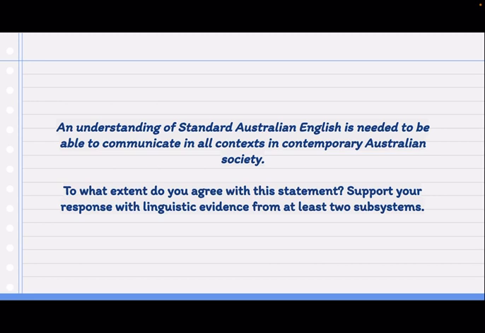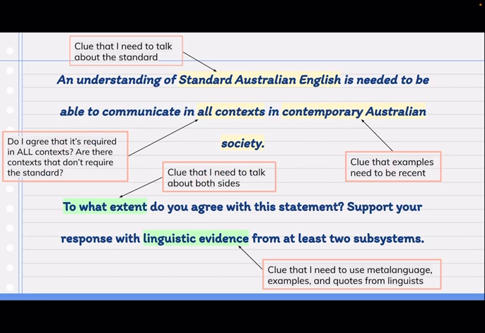So here we have it again. An understanding of standard Australian English is needed to be able to communicate in all contexts in contemporary Australian society. To what extent do you agree with this statement? Support your response with linguistic evidence from at least 2 subsystems. Alright, so these are the keywords that I have highlighted and unpacked.